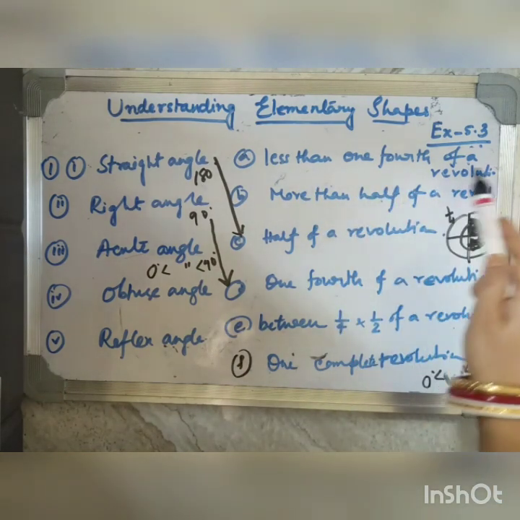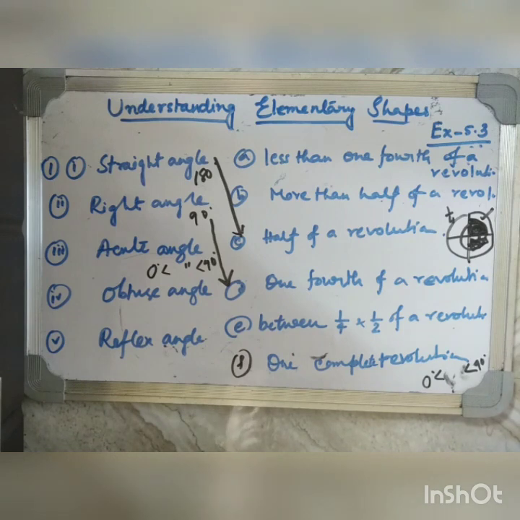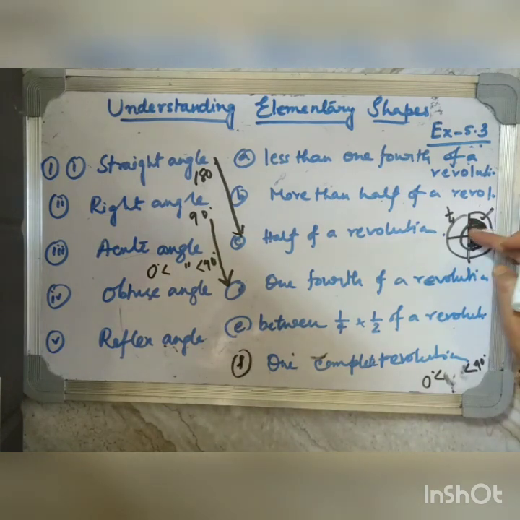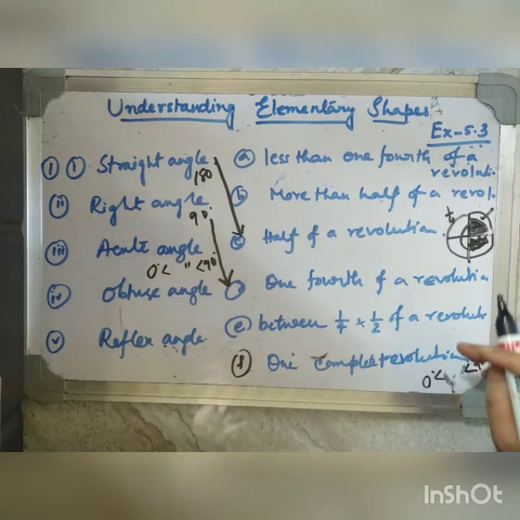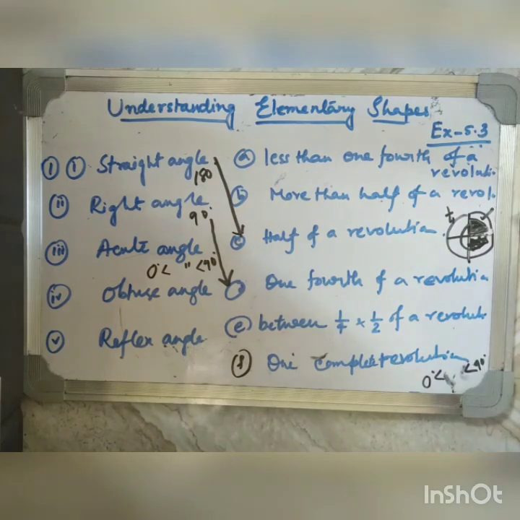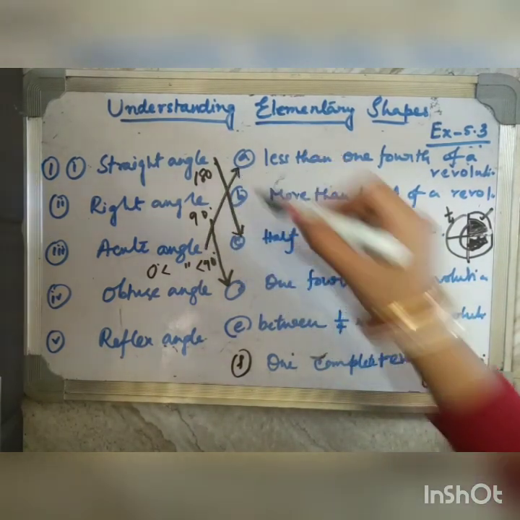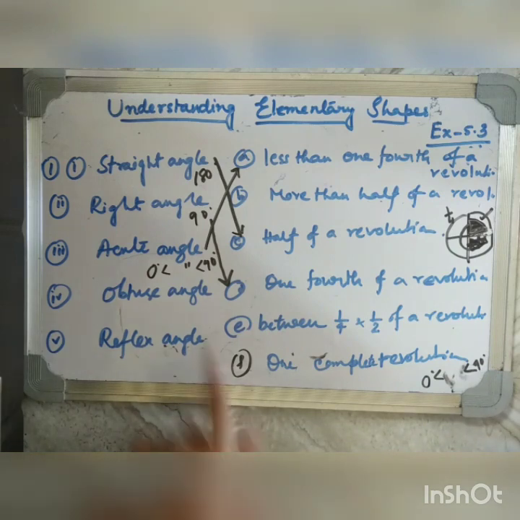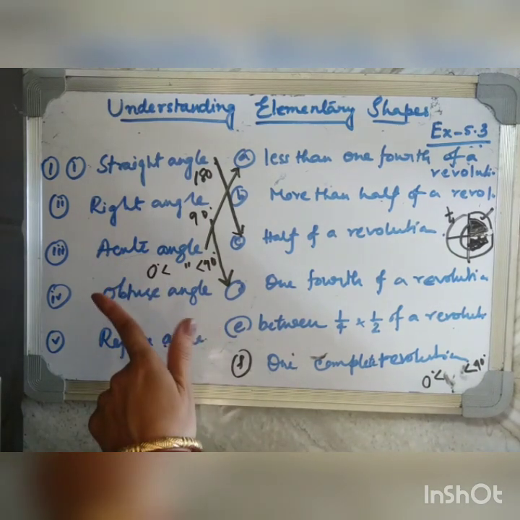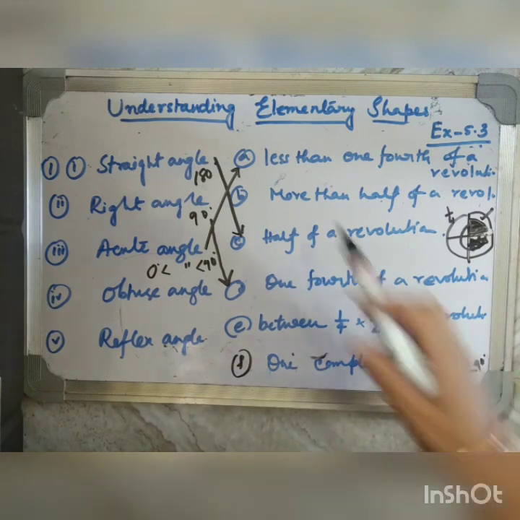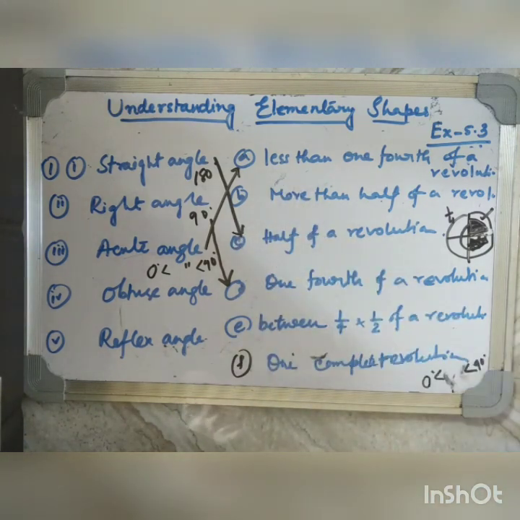Obviously it is less than 1/4 of a revolution, isn't it? It is less than 1/4 of the revolution, because if it touches this line then it will be completely 1/4 of the revolution, but it is not equal to 90 degree, obviously less than 90 degree, so it is less than 1/4 of the revolution. So acute angle, this option will be matched with option A. Means column 1 question number 3 will be matched with column 2 option number A.